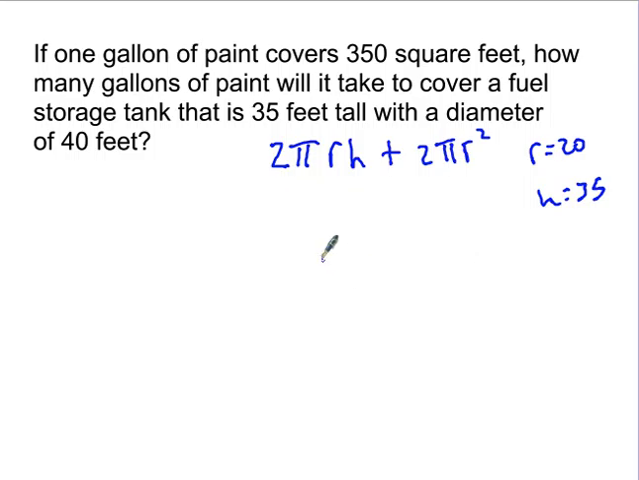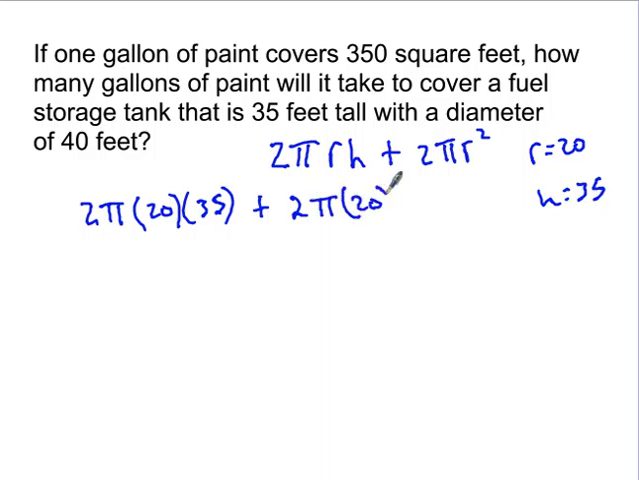Now all we have to do is put this straight into the formula. So we can use 2 pi times 20 times 35 plus 2 pi times 20 squared. If you type that straight into your calculator, hit equals and it'll give you the surface area of this cylinder. 6,911.5 feet squared.